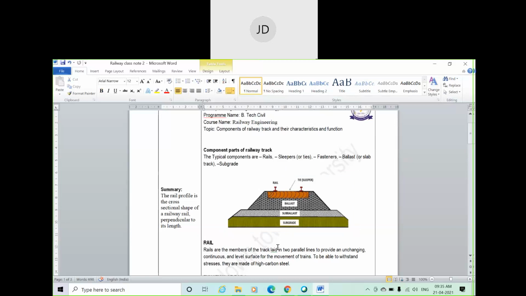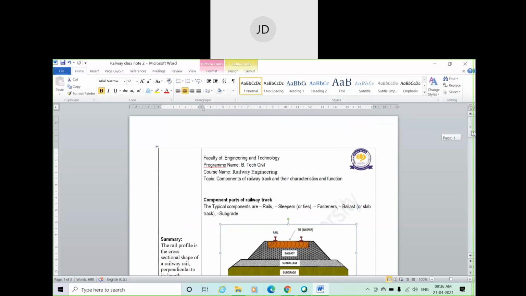So if I give a general definition of rail, rail profile is the cross-sectional shape of a railway rail perpendicular to its length. Since you are seeing only the cross-sectional view, the length is in the perpendicular direction. So the rail profile is the cross-sectional shape of the railway line. That is, you can see the cross-section. This is a rail. Another definition is also there, I guess.